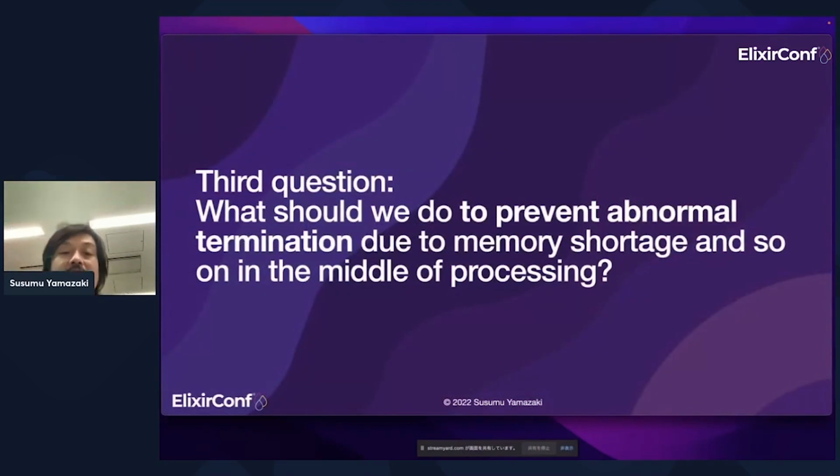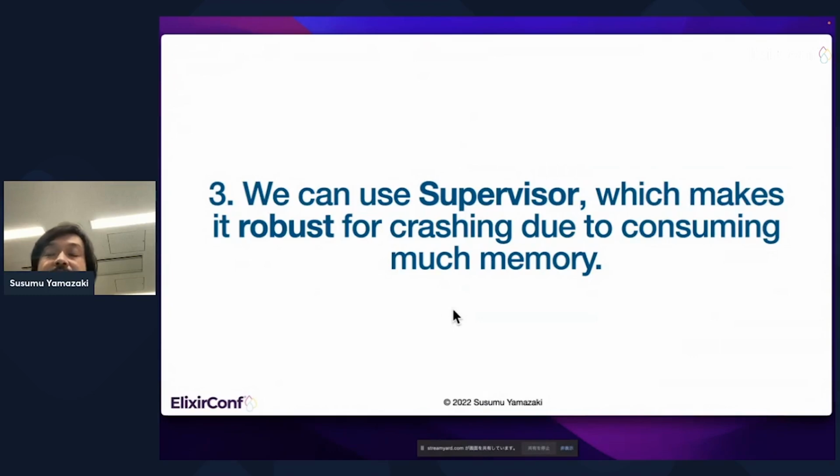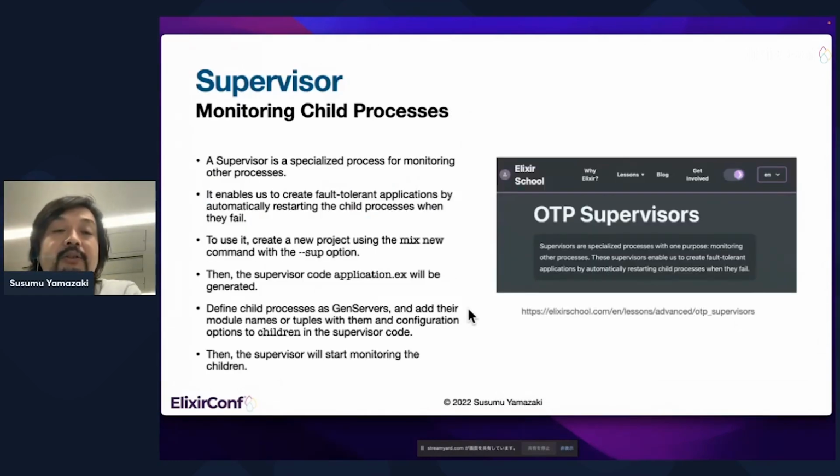The third question is, what should we do to prevent abnormal termination due to memory shortage and so on in the middle of processing? We can use Supervisor, which makes it robust for clustering due to consuming much memory. Supervisor is a specialized process for monitoring other processes. It enables us to create fault-tolerant applications by automatically restarting the child processes when they fail.